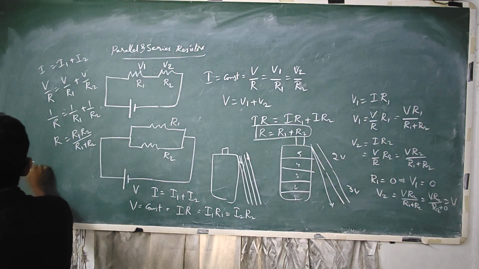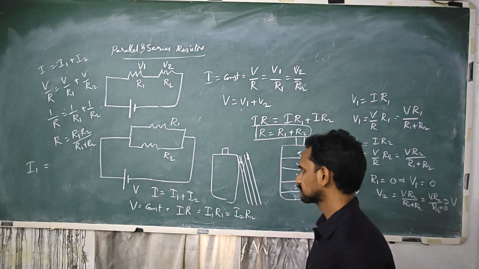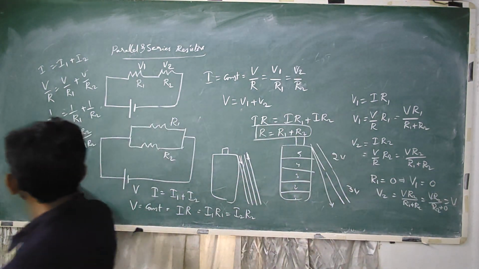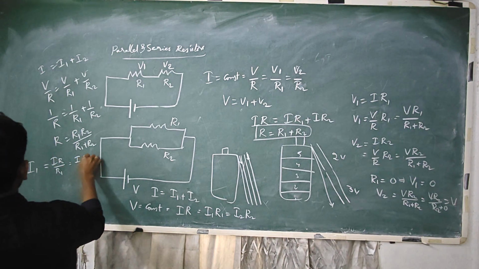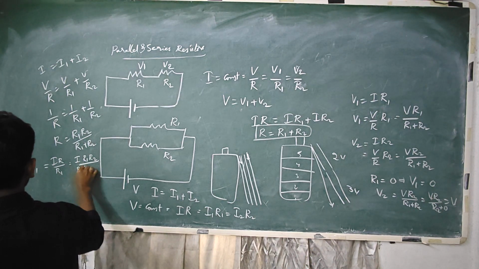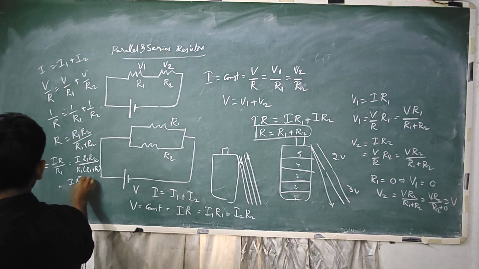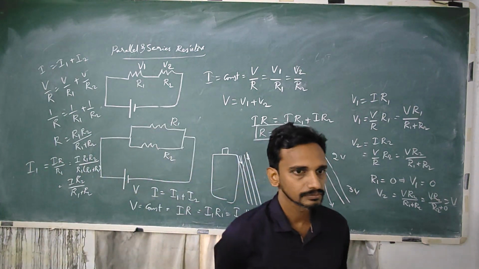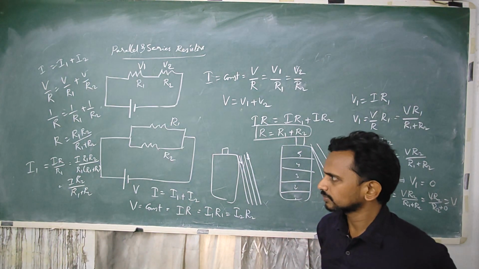So now we have to get the values of I1 and I2. What is I1? I R by R1. So I R1 R2 by R1 times R1 plus R2. So it is I R2 by R1 plus R2. I1 is I R2 by R1 plus R2.